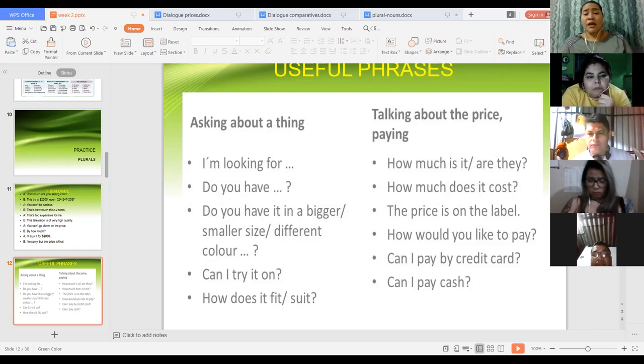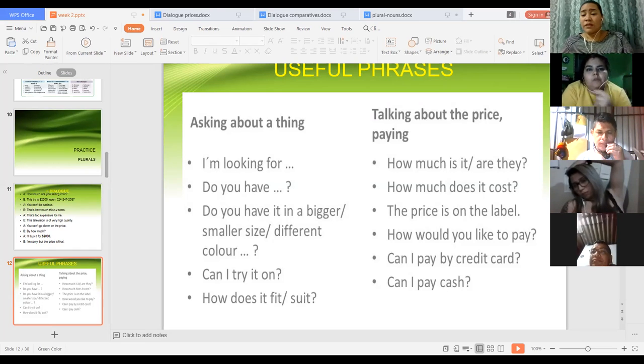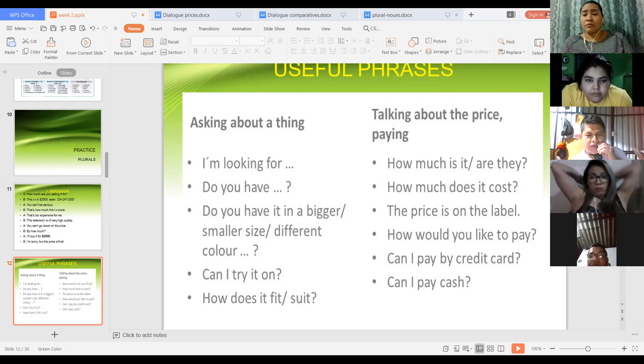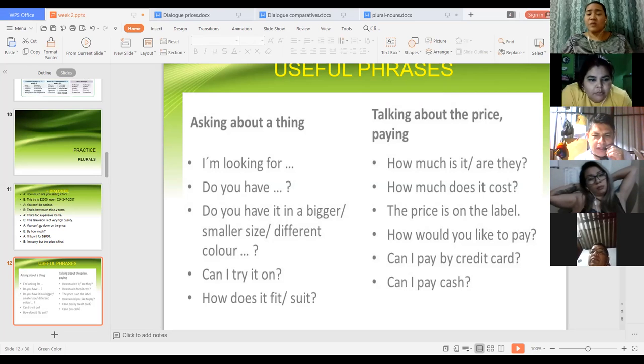That will be. Any other questions so far? Yeah, teacher, only the last or the first part. Could you repeat, please, how does it fit or how does it suit? How does it suit or how does it fit? How does it fit? How does it suit? All right. What meaning?